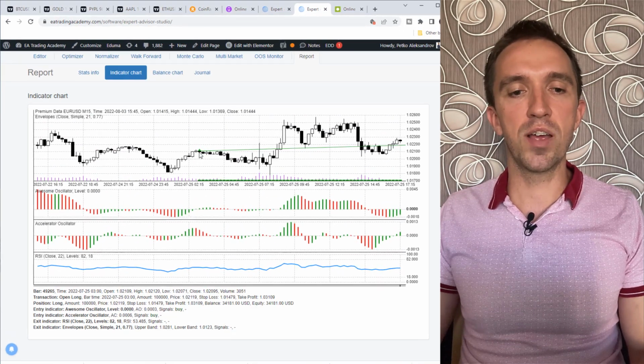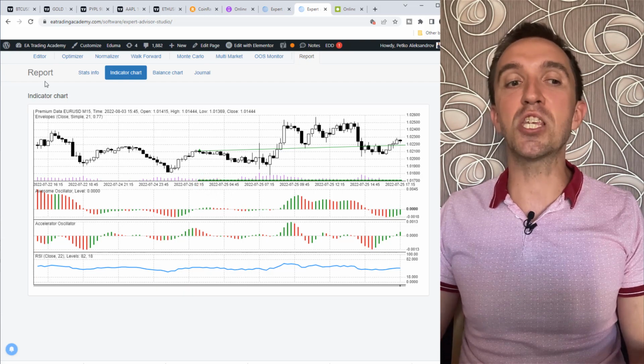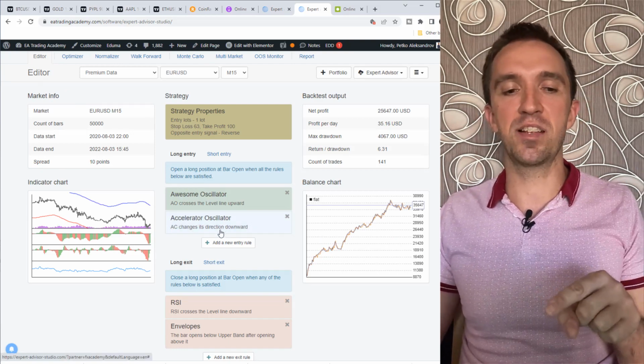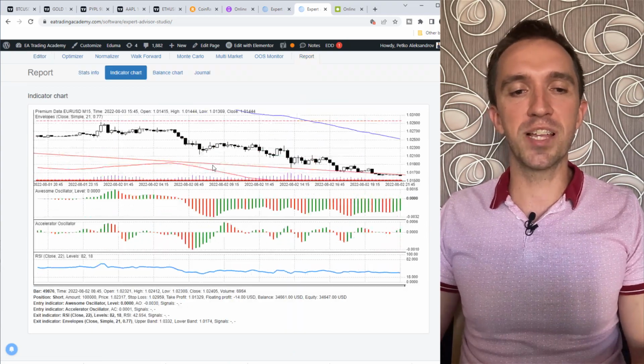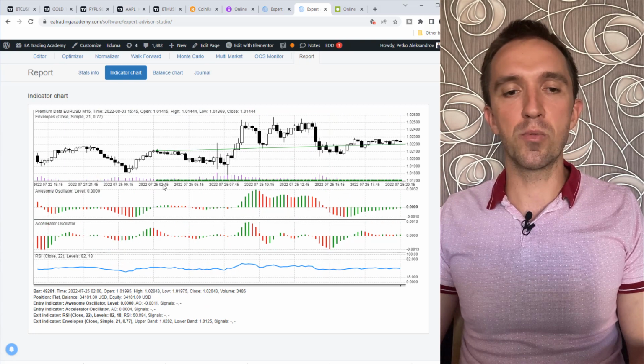Here we go. Right over here you can see that the awesome oscillator crosses the level line upwards, but it should be confirmed with the accelerator oscillator that changes its direction downwards. Let me go back to that same example and I will show you that they confirm. Here we go.